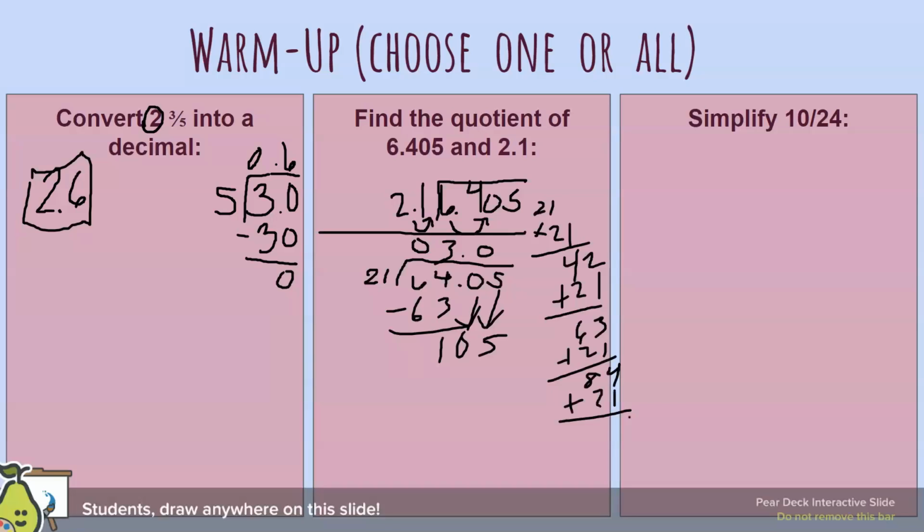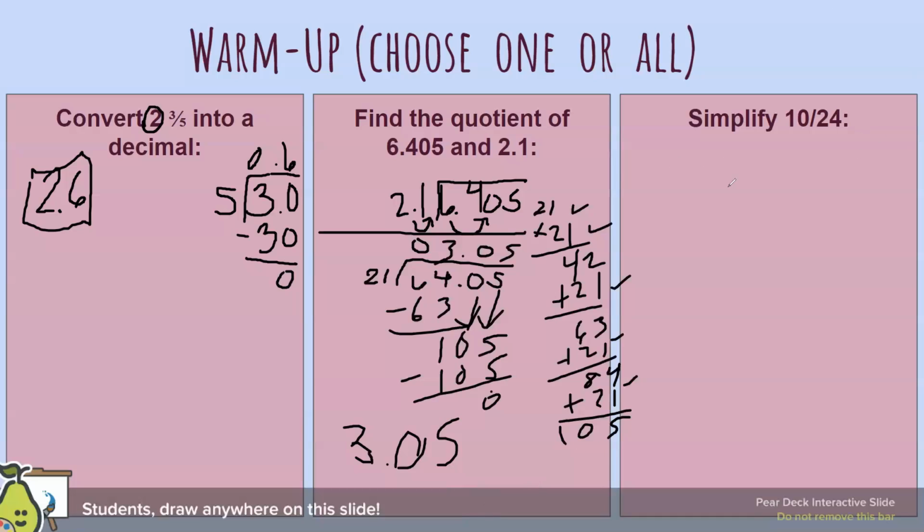Let's see. So that's 1, 2, 3, 4, 5 of them. So, and I got it exactly. So when I divided those out, I ended up with 3.05. 3 5/100.